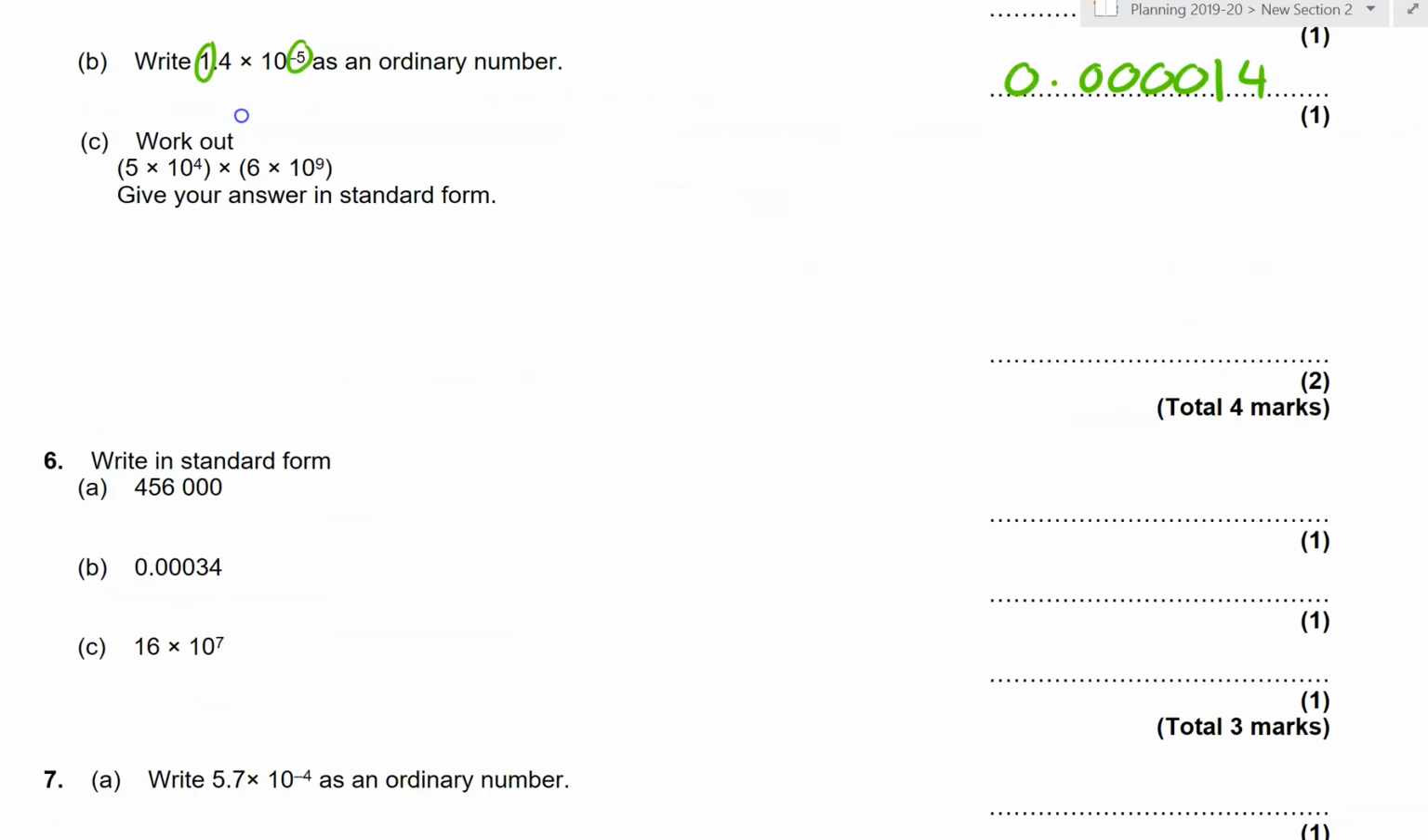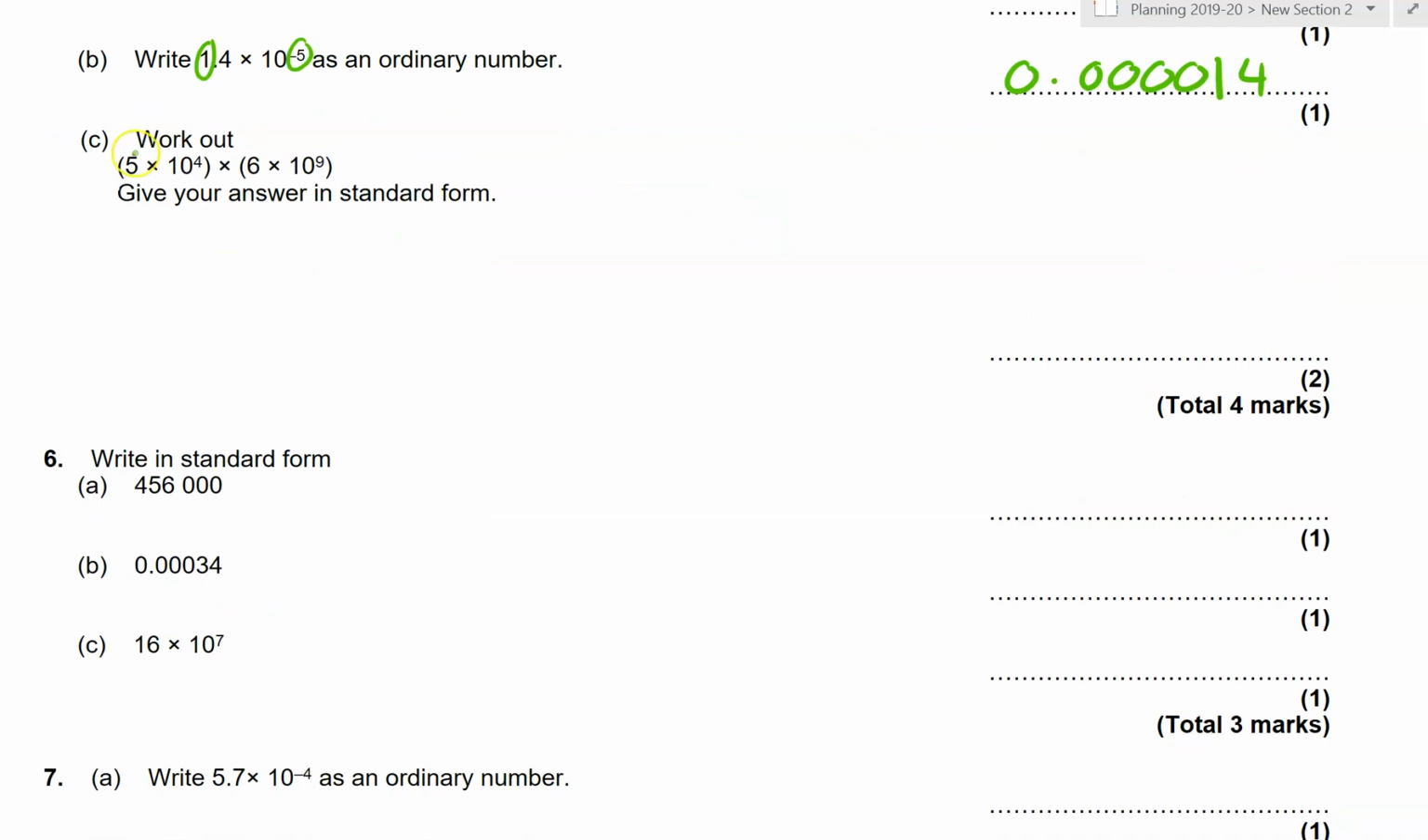Right. Same idea. Multiply the bits that aren't 10s together first. So 5 times 6 gives me 30. Then do the powers of 10.